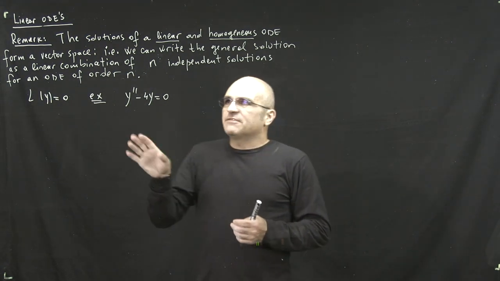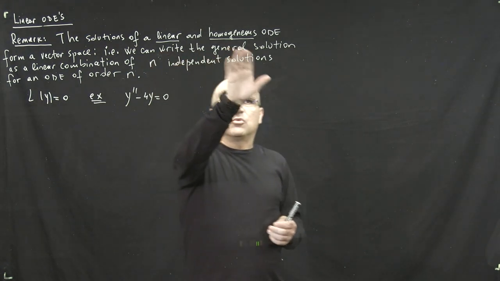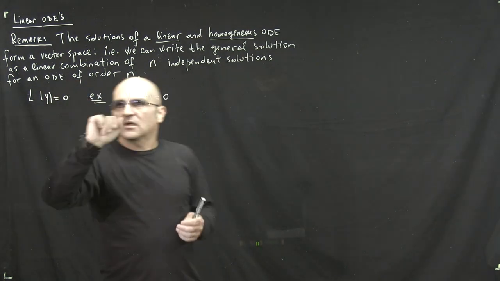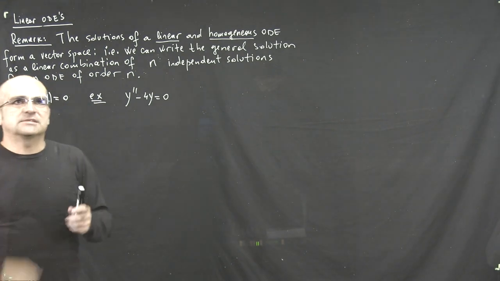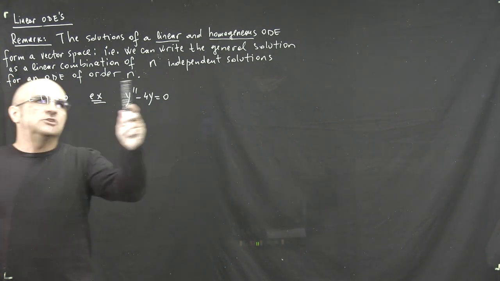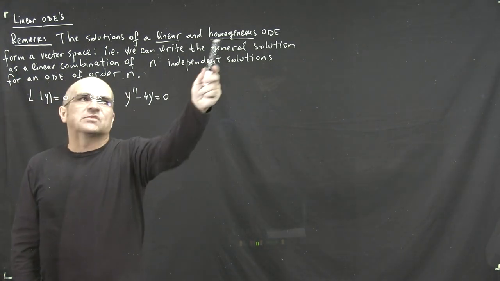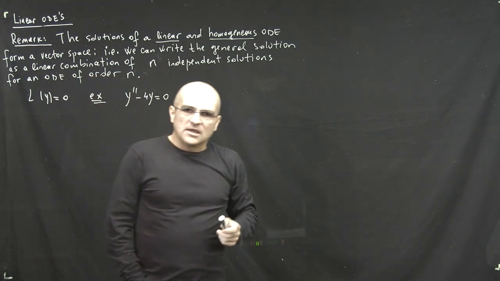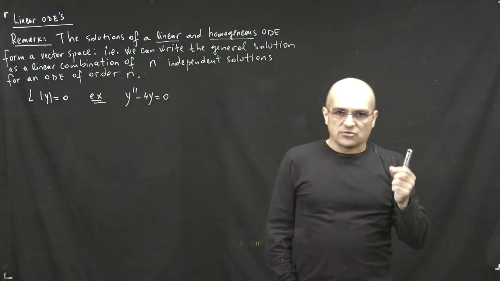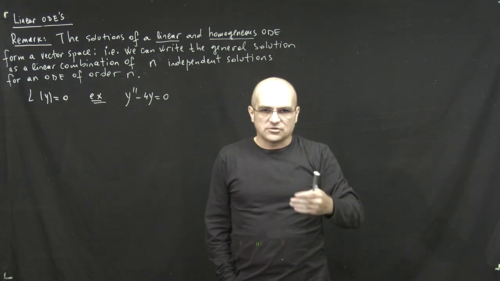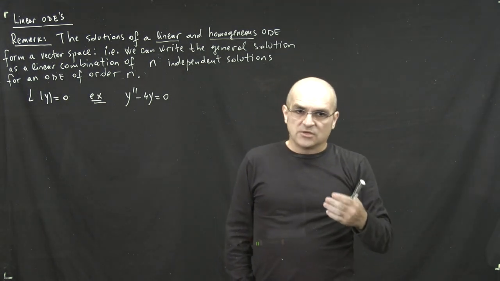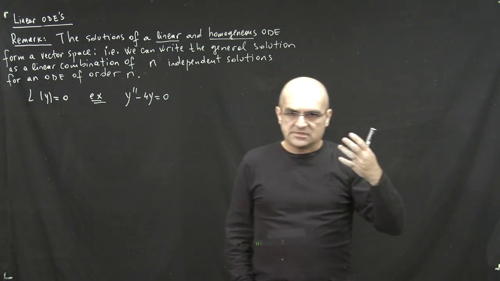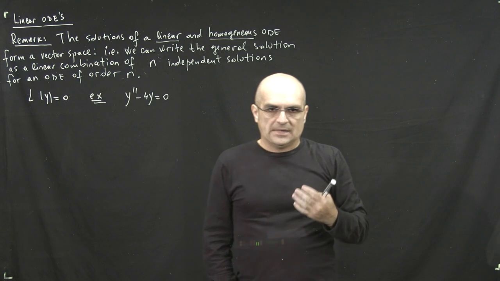So if the ODE is again linear and homogeneous, it is a fact proved in the mathematical theory behind these differential equations that the solutions of any linear and homogeneous ODE form a vector space. It means that you can write the general solution as a linear combination of independent solutions. To be more precise, you need n independent solutions if the ODE is of order n.